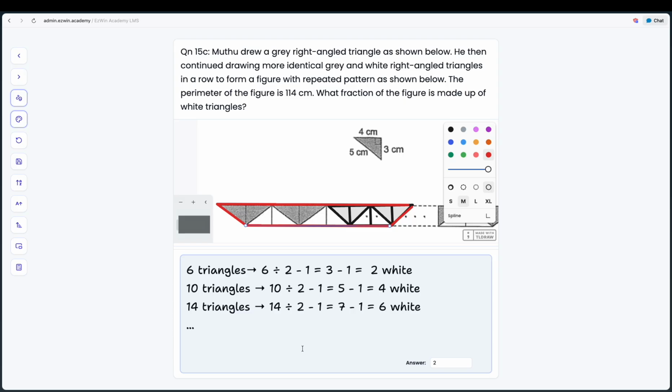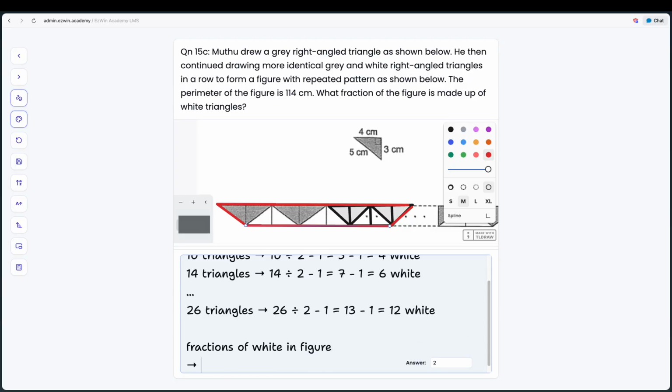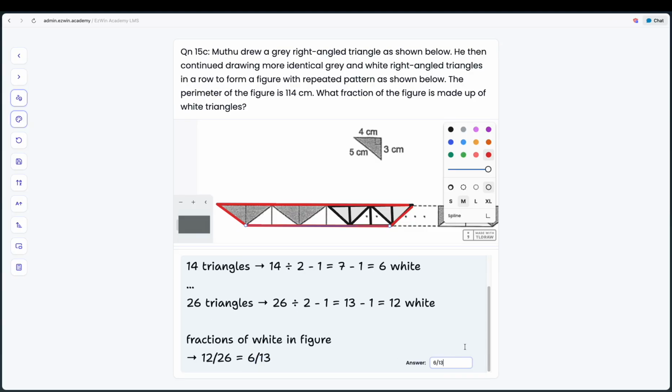So remember the earlier number of triangles. How many triangles? It is 26, right? So we have 26. So that means 26 divided by 2 minus 1. So 26 divided by 2 is 13. Okay, minus 1, we have 12 wides. So the fraction of wide in the figure is basically just 12 out of 26. If we simplify this, it will be 6 out of 13. Okay, there you go. So the answer is 6 out of 13.